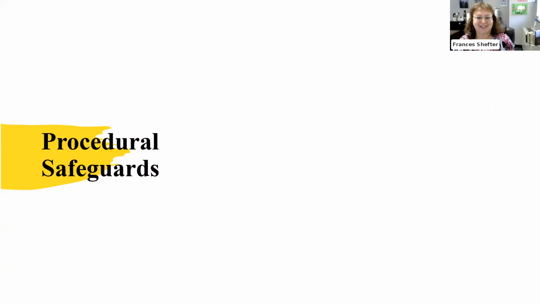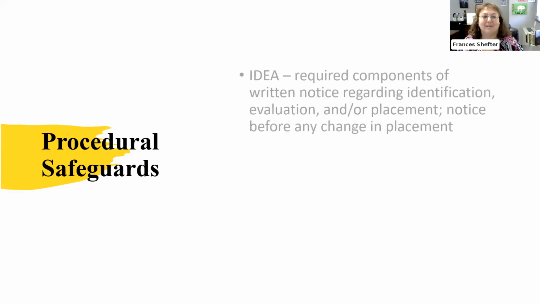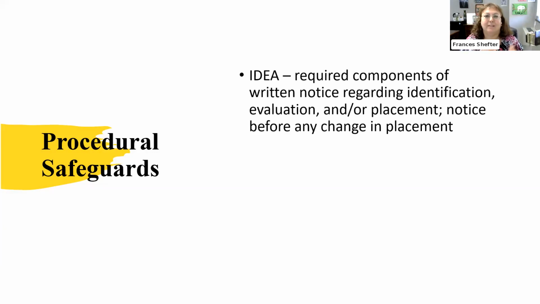Procedural safeguards. If you've ever been to an IEP meeting, this is the stack of like 25 to 30 pages that they hand you and say, oh, you understand this, right? And they hand it over. So in IDEA, it's required components of the written notice regarding identification, evaluation, placement, and notice before any change in placement. Those are the main things on the procedural safeguards. And just as an FYI, I have procedural safeguards on one page, and there'll be a QR code later for you to scan to get a copy of that.